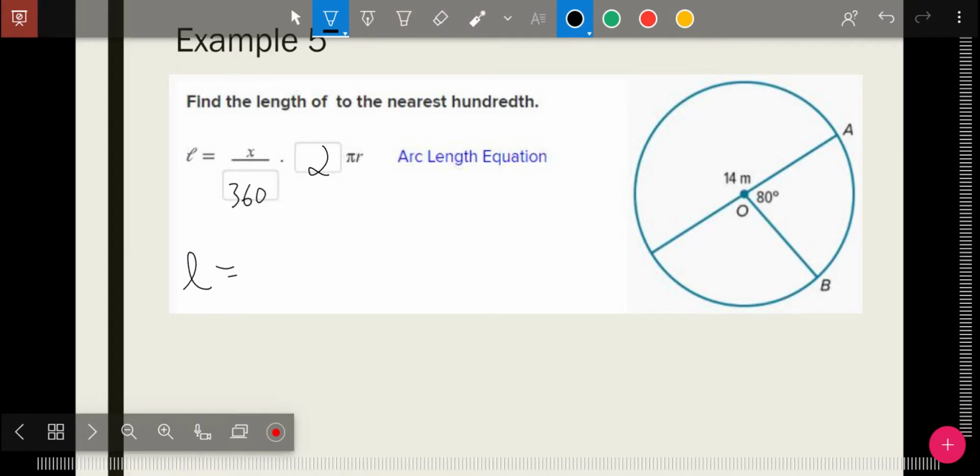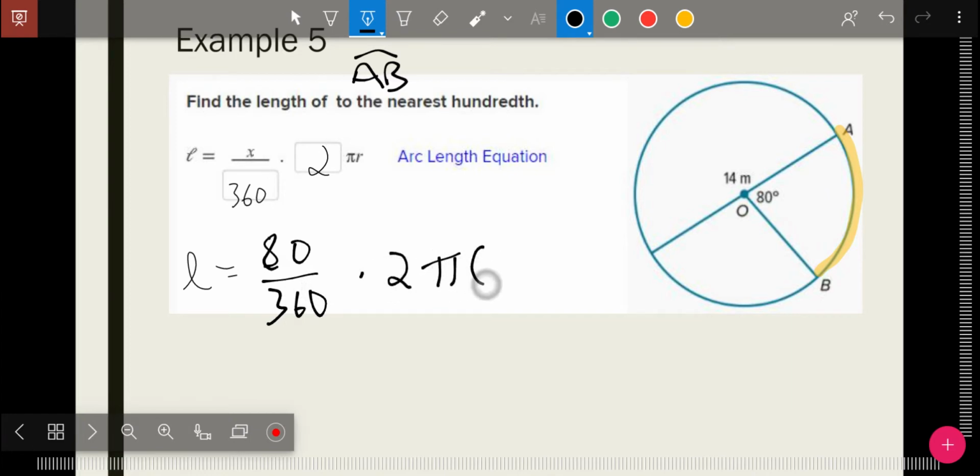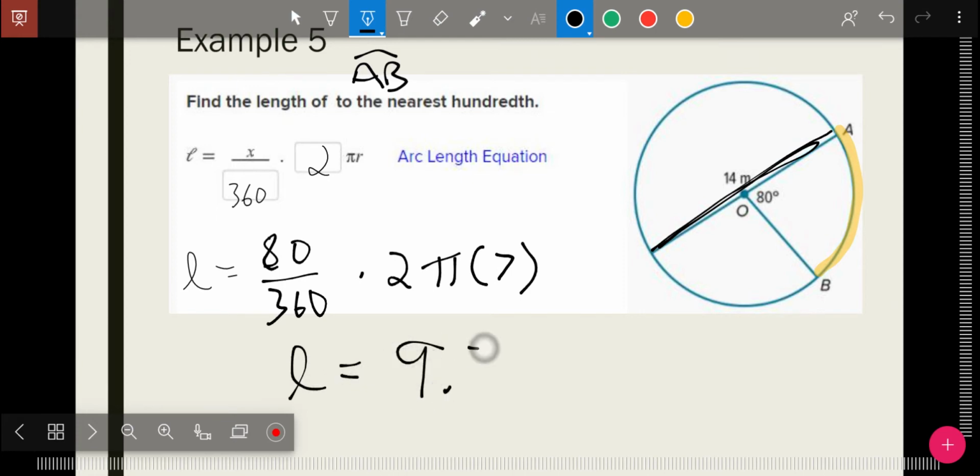And I think what we're leaving out is they want us to find the length of AB. And so we're going to find the length of arc AB. A to B right there. And so I plug things in. That's 80 degrees out of 360 times 2 pi and the radius. Now the whole thing here is 14, and so the radius is only 7. And so I do 80 divided by 360 in a calculator times 2 times 7 times pi. And I get my answer: 9.77.